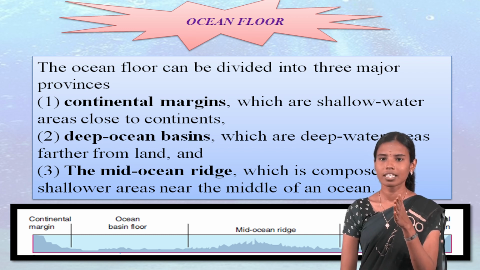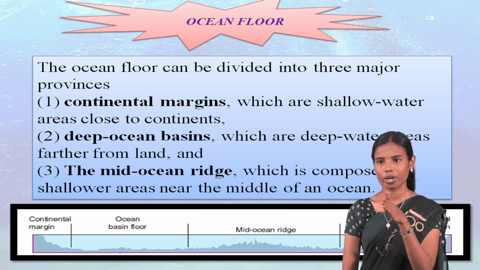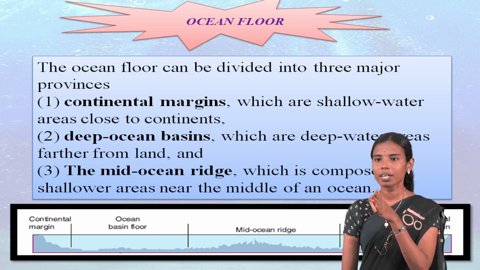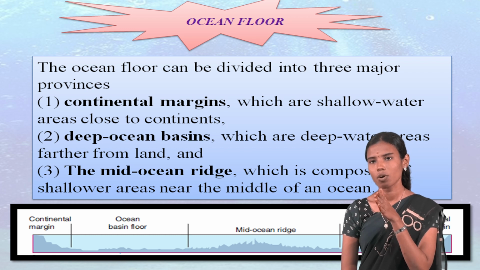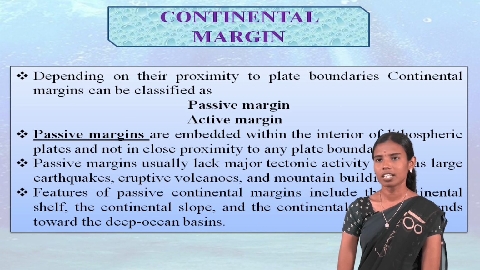The continental margin lies near the shore. Next, the deep ocean basin where the deeper places are located, and then finally the mid-oceanic ridges, which are located at the center of the ocean. Next, we will see about the continental margin.